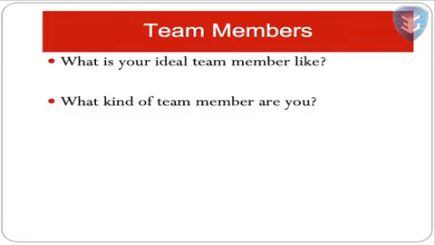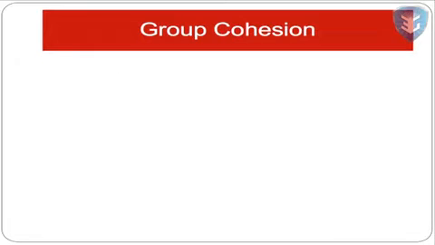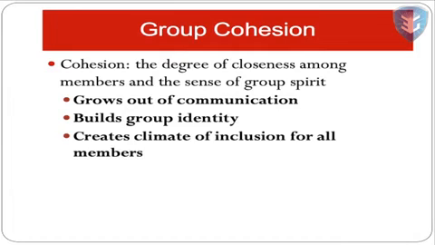Understanding how each member of your team works together is an important step in achieving group cohesion. Group cohesion is the degree of closeness among members and their shared sense of group spirit. Cohesion grows out of communication between and among team members and helps to establish group identity. And finally, each member is accepted and included in each aspect of the team process.